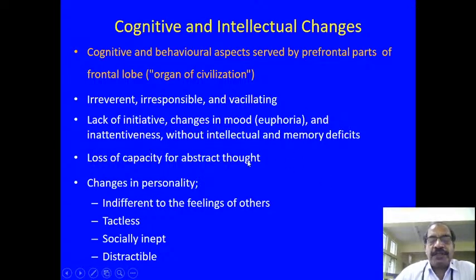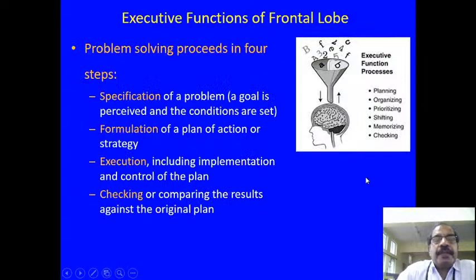And whatever the situation given to the patient, he will not be able to make a good meaning out of that. This is called loss of abstract thinking, or the abstract thought process will be abnormal. And the patient will have various types of abnormalities in the personality. How to respond to others' opinion or others' feeling will be abnormal. Social behavior will be abnormal. All these features will be there in the personality of the person who has prefrontal dysfunction of the frontal lobe. As I mentioned, executive function is also part of the prefrontal part of the frontal lobe.